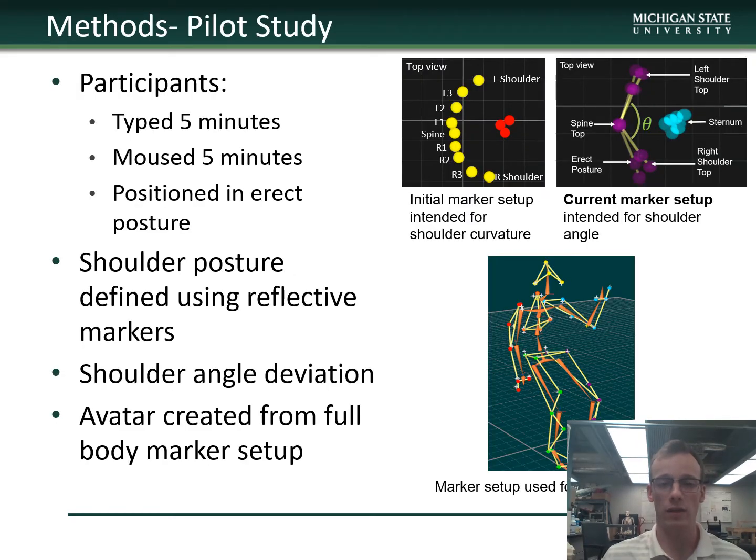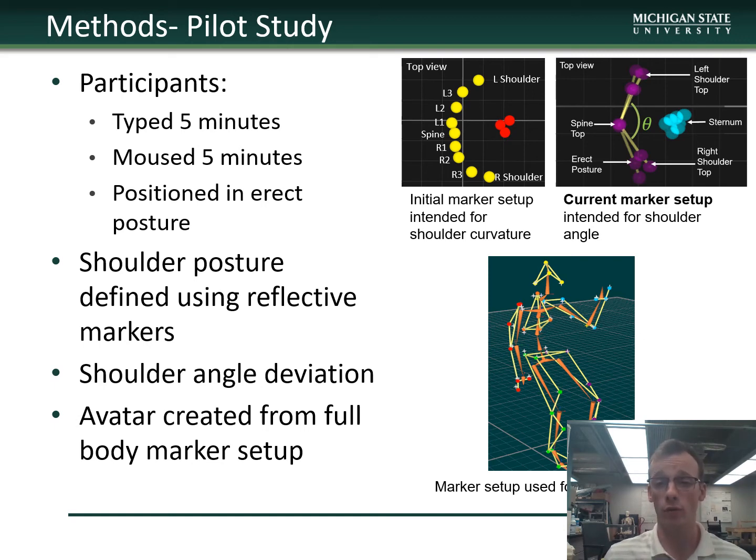In this pilot study, 5 participants typed and moused for 5 minutes each, then spent some time in an erect posture. Reflective markers were placed on the shoulders of the participants in order to define shoulder posture.